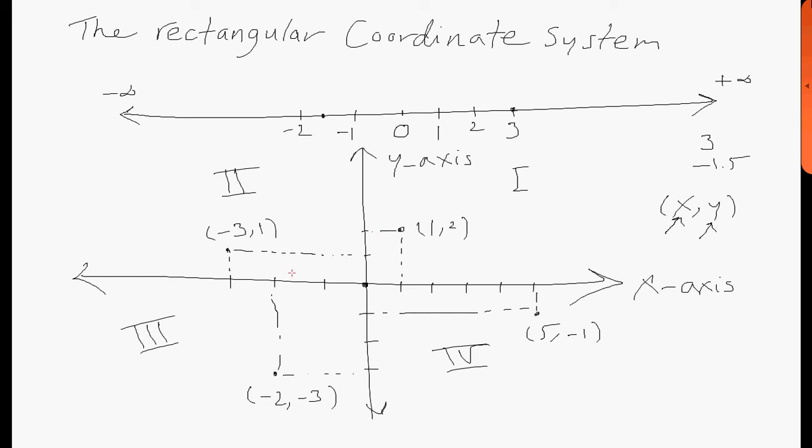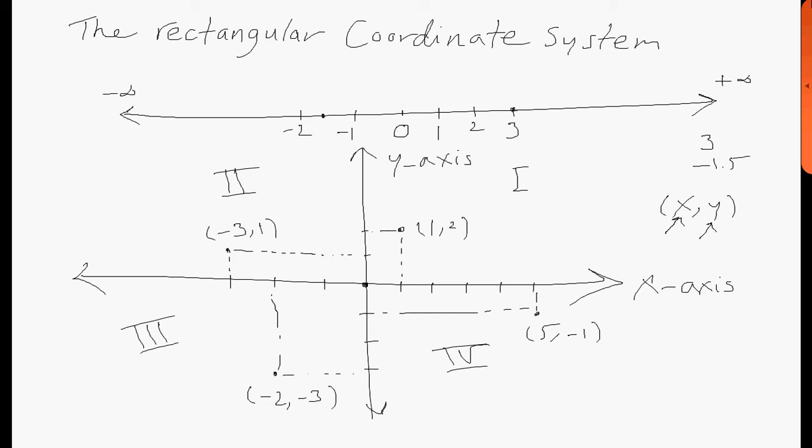Any point in the second quadrant has a negative x and a positive y, because as you can see, in order to be here you need to move left and up. And any point in the third quadrant has a negative x and a negative y, because in order to be here you need to move left and down. And any point in the fourth quadrant has a positive x and a negative y, because in order to be here you need to move right and down.